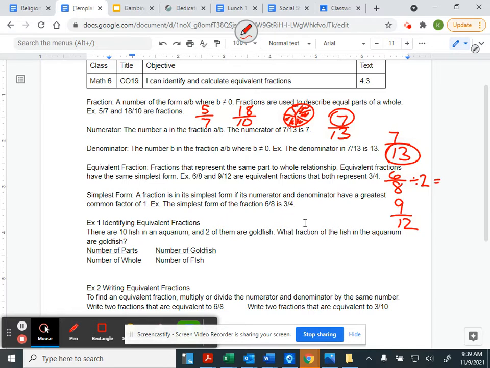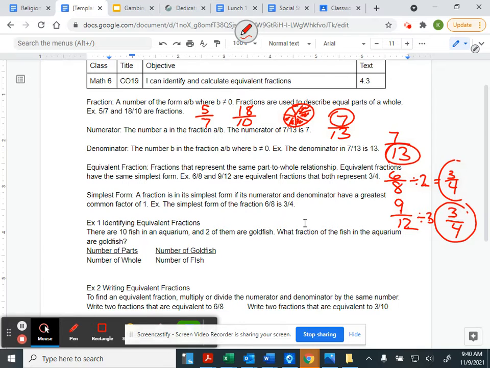6 divided by 2 is 3. 8 divided by 2 is 4. With 9/12, I can divide out the common factor of 3. 9 divided by 3 is 3. 12 divided by 3 is 4. Same fraction that we can go down to. So they are equivalent fractions. They both mean 3/4. So an equivalent fraction means you can simplify it down to the same fraction.